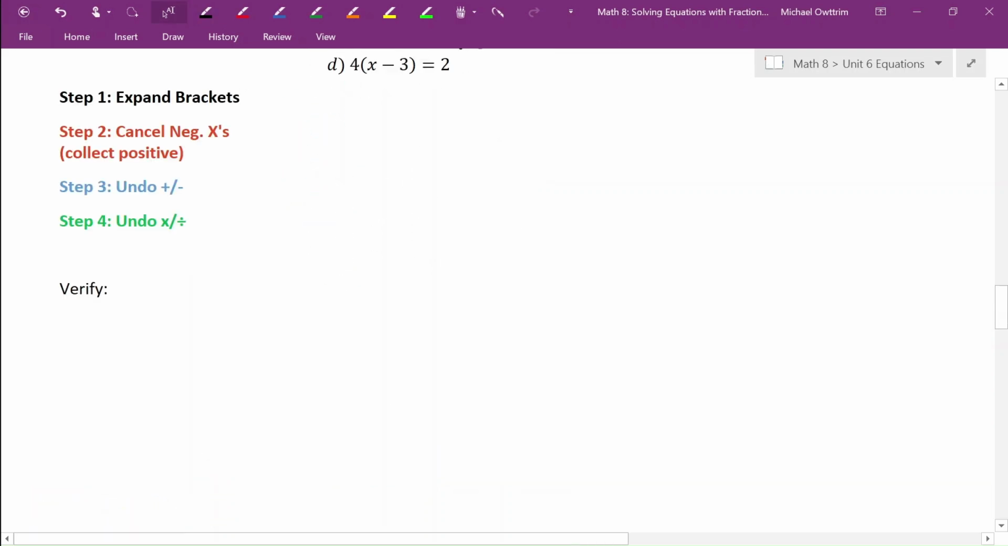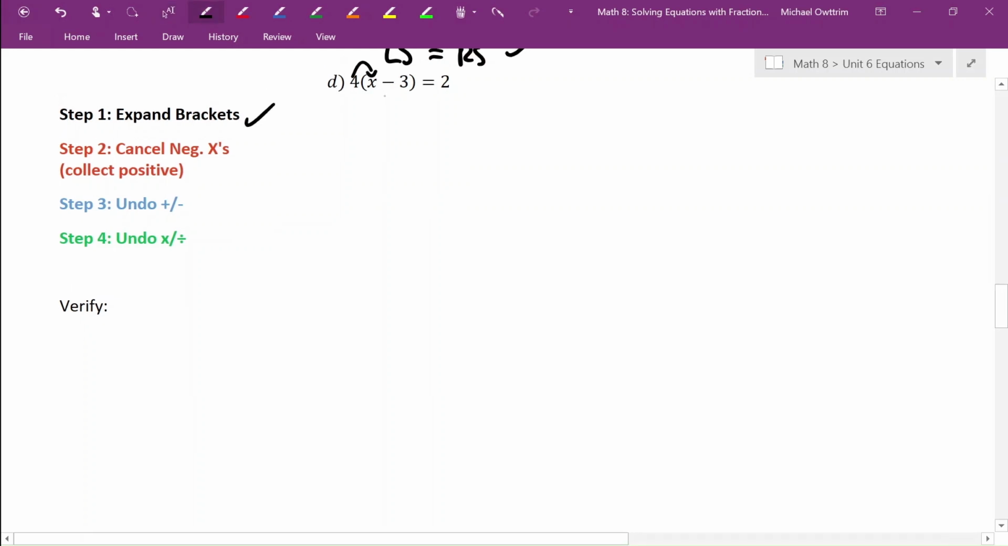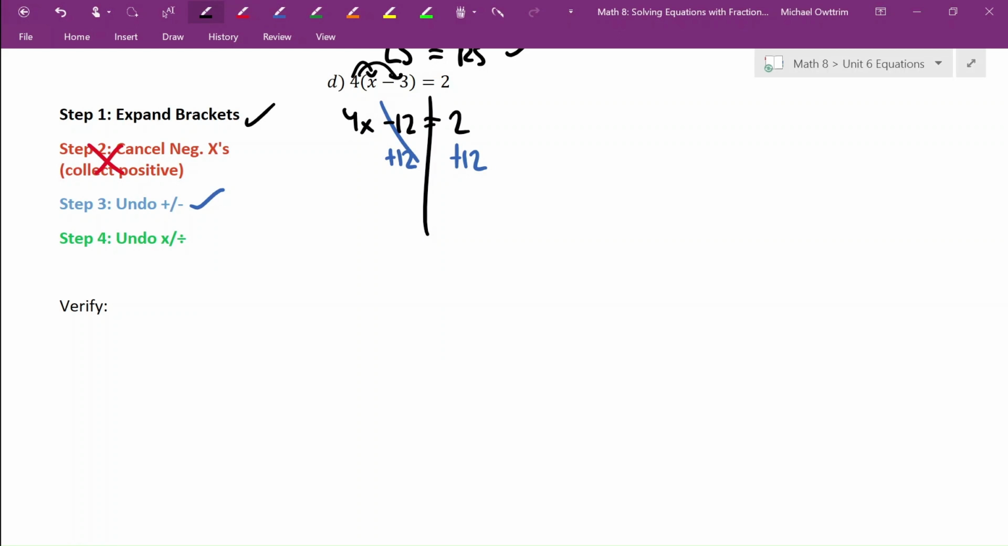Taking a look at question D, I do in this case have brackets, so I'm going to want to expand those. 4 times x is 4x, and 4 times minus 3 is minus 12. On the other side, there were no brackets, so that's still 2. I don't have any negative x's in this equation, so I can move on to undoing addition or subtraction. X is being subtracted by 12. The opposite of subtracting 12 is adding 12, and we'll do that to both sides of the equal sign. Minus 12 and plus 12 cancel out, leaving us with 4x. On the other side, 2 plus 12 is 14.